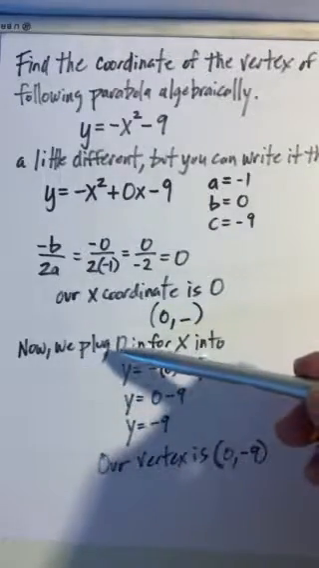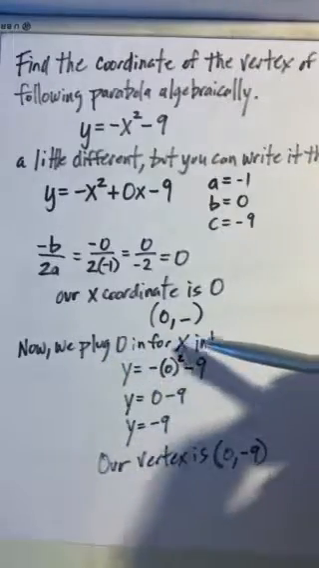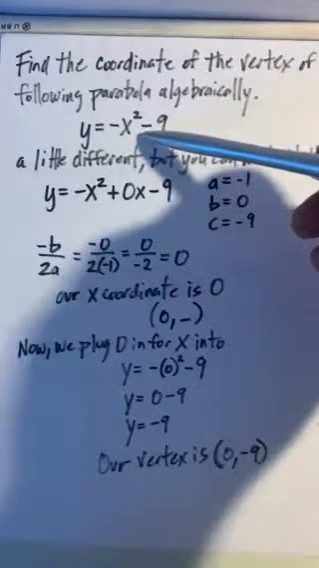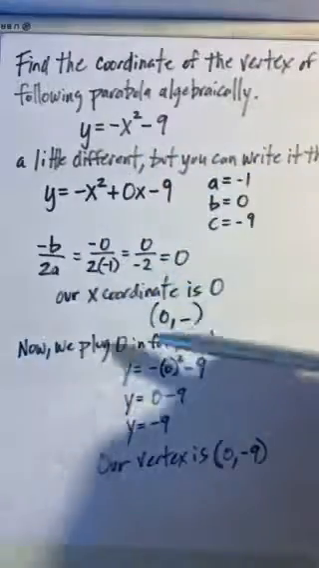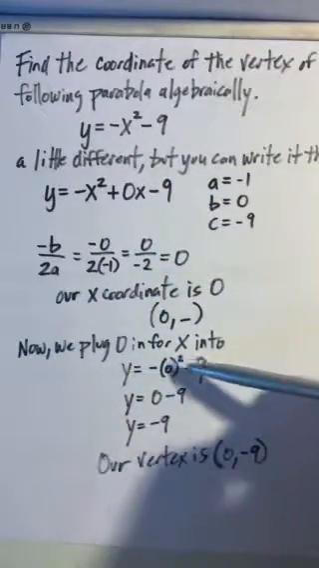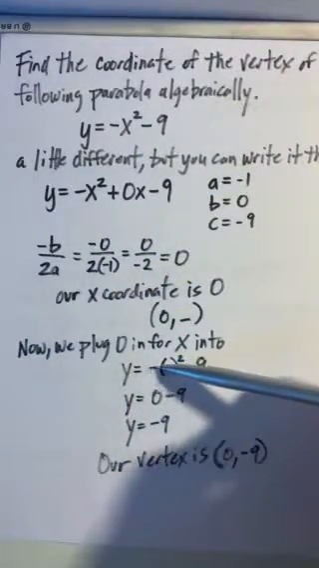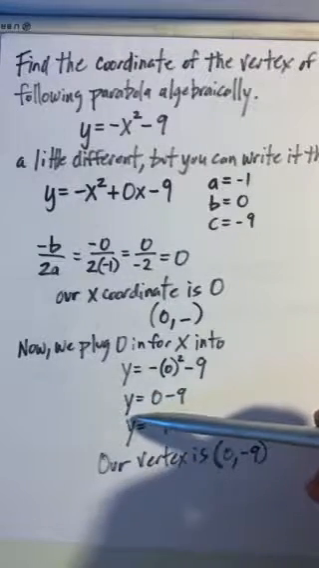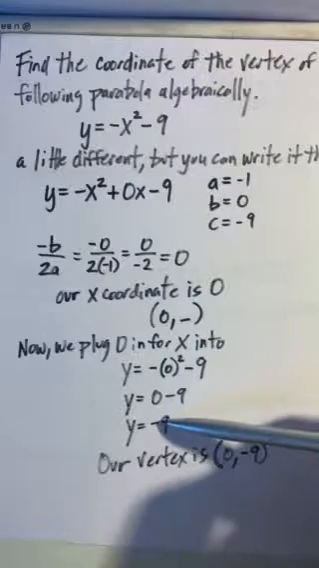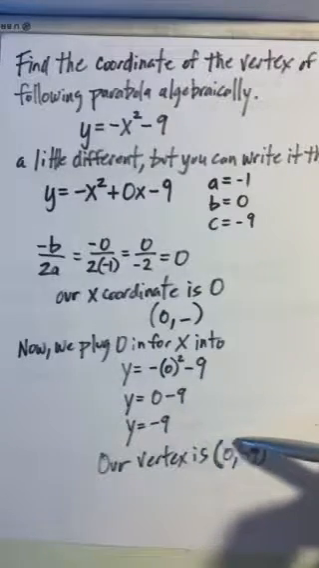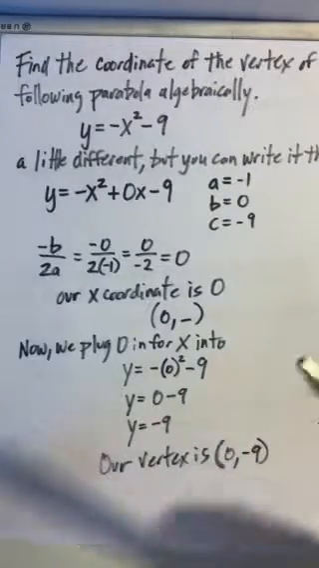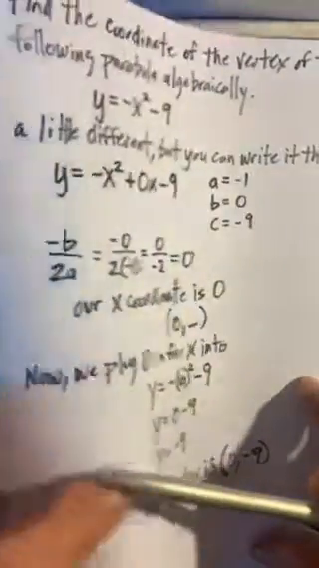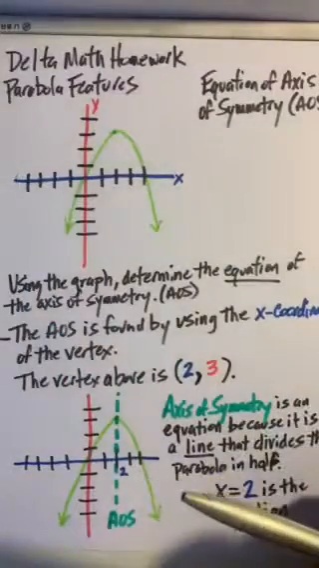Now we're going to plug our x-coordinate, or 0, in for x into this equation. Okay, so it's negative 0 squared minus 9. Negative 0 squared is 0, minus 9, and our y-coordinate is going to be negative 9. So our vertex is (0, negative 9). Okay, hopefully that's not too bad.